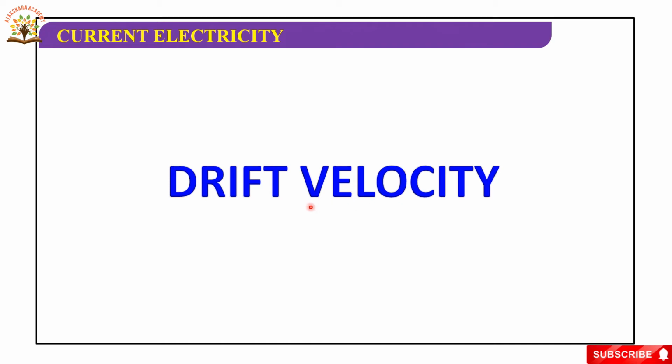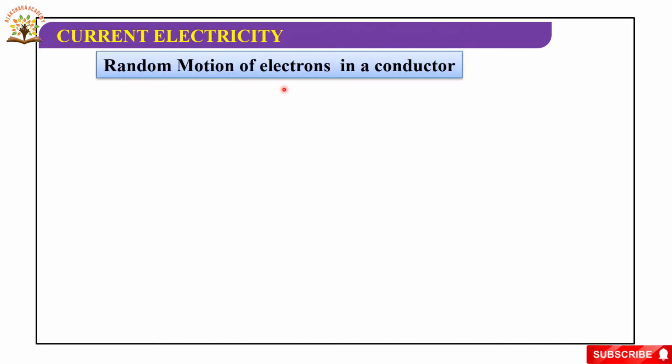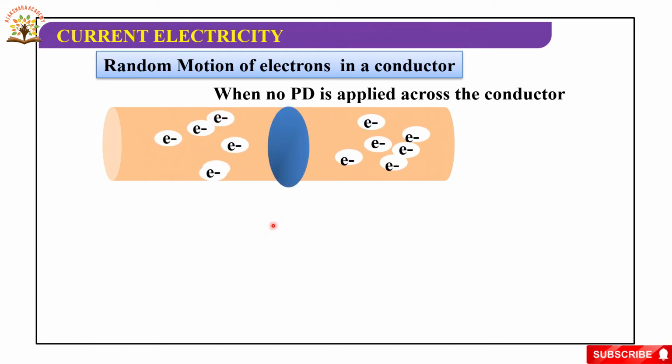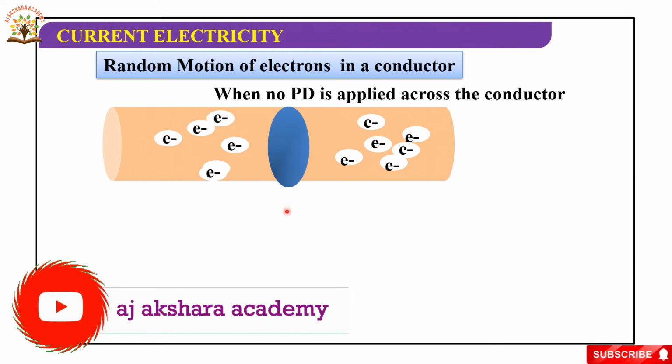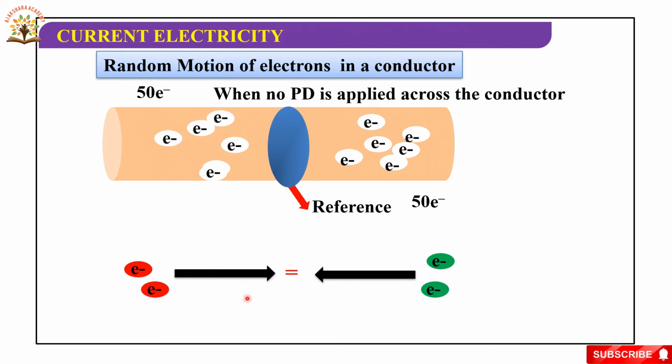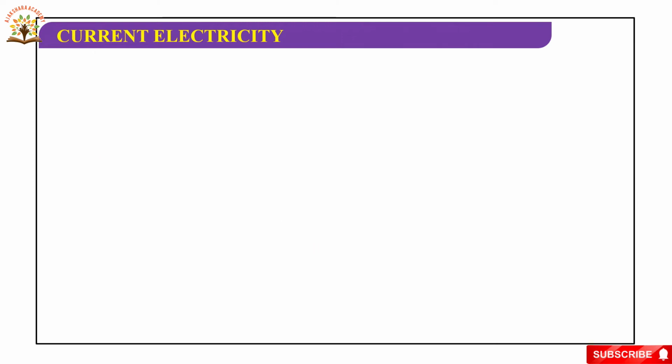Okay, let us go to today's session. Random motion of electrons in a conductor. When no potential difference is applied across the conductor, electrons are moving in a conductor. Here we are taking a small area of the cross section. This is the reference. Suppose, for example, there are 50 electrons, and the net flow of charge is equal to 0.